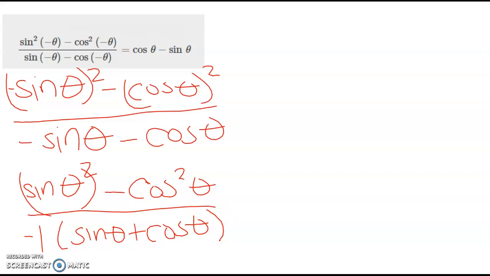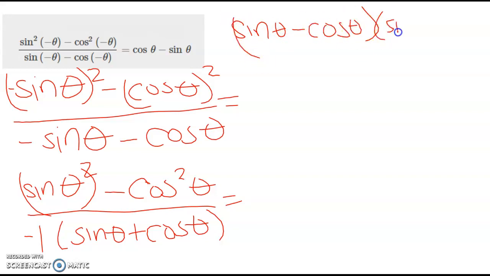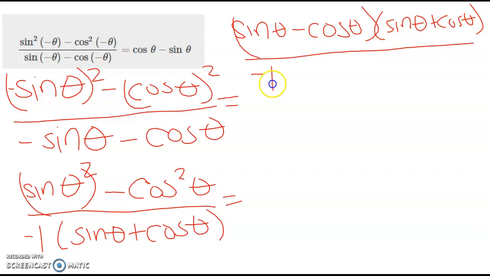Now if you look at the top, you'll also notice that I have the difference of squares. And so when I have the difference of squares, I can rewrite it as, and this is algebra again, sine theta minus cosine theta times sine theta plus cosine theta, all over negative 1 times sine theta plus cosine theta.